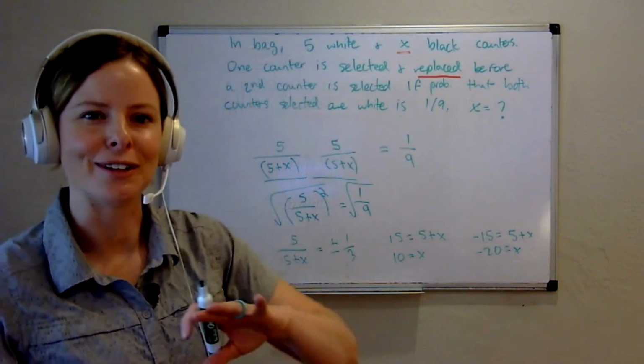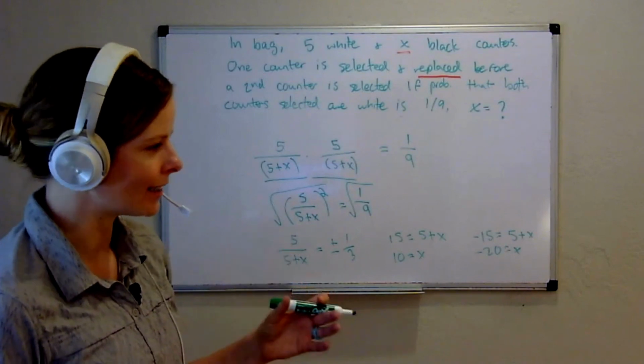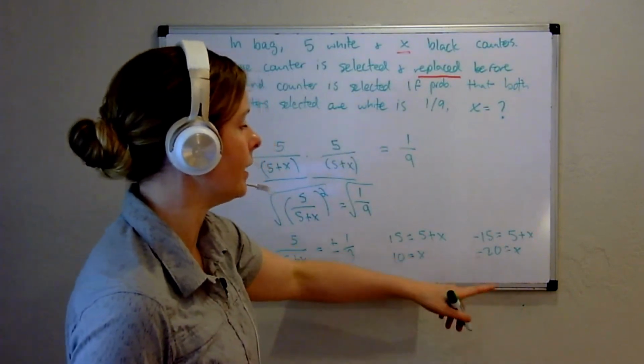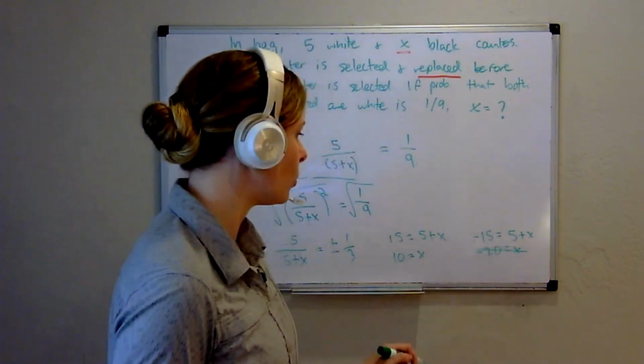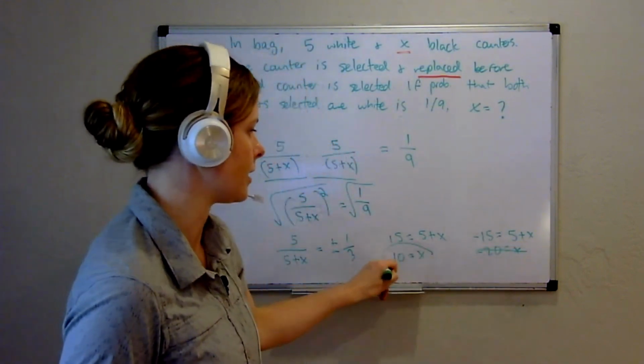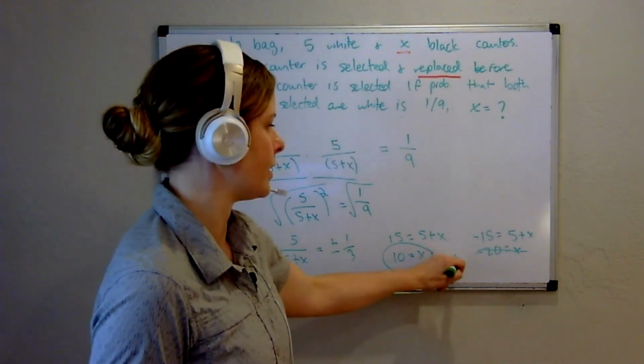Now we live in the real physical world, so it doesn't really make any sense to have negative 20 counters in this bag. So we can go ahead and say that doesn't make any sense. My only viable solution here is that x is equal to 10. And that is answer choice D.